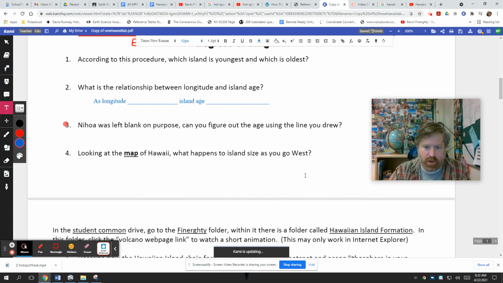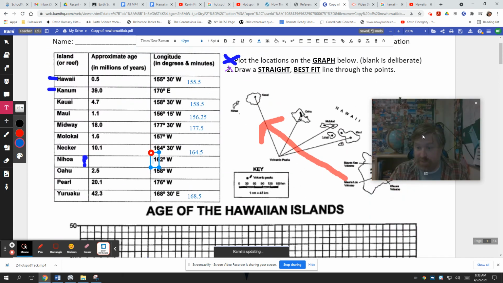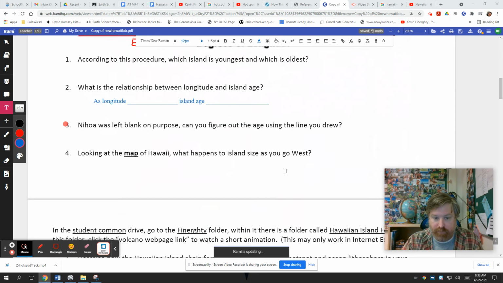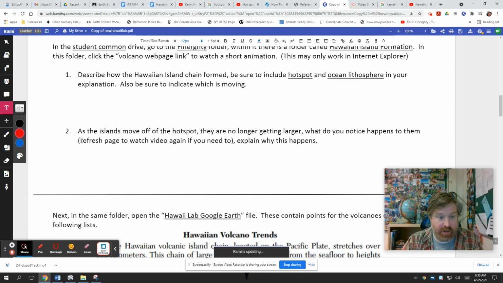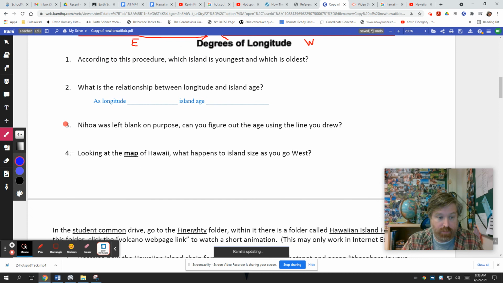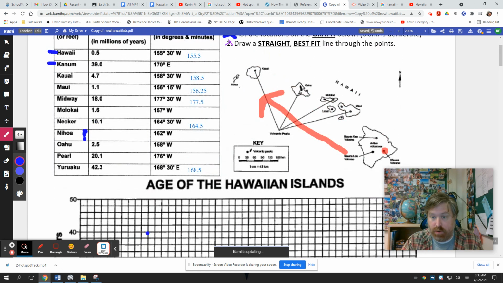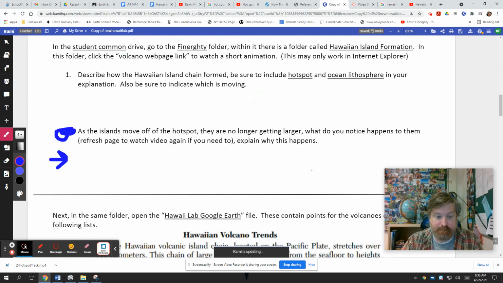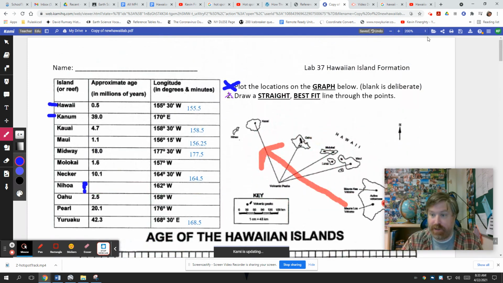Looking at the map of Hawaii, what happens to island size as you go west? This is going to be a recurring theme. Hopefully you thought about that with this question right here. This is a similar concept to what you hopefully wrote right there as you watch that video. But as you go further away to the older and older islands, what's happening to the size? All right, there you go. Front page done. You guys are getting there.